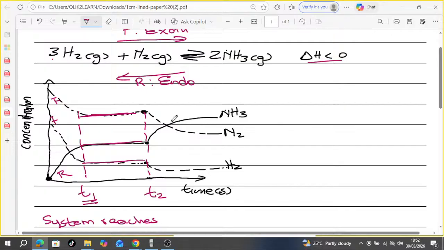My forward reaction will be favored because my reactants are decreasing while my products are increasing. So I'm making more NH3 and losing N2 and H2.